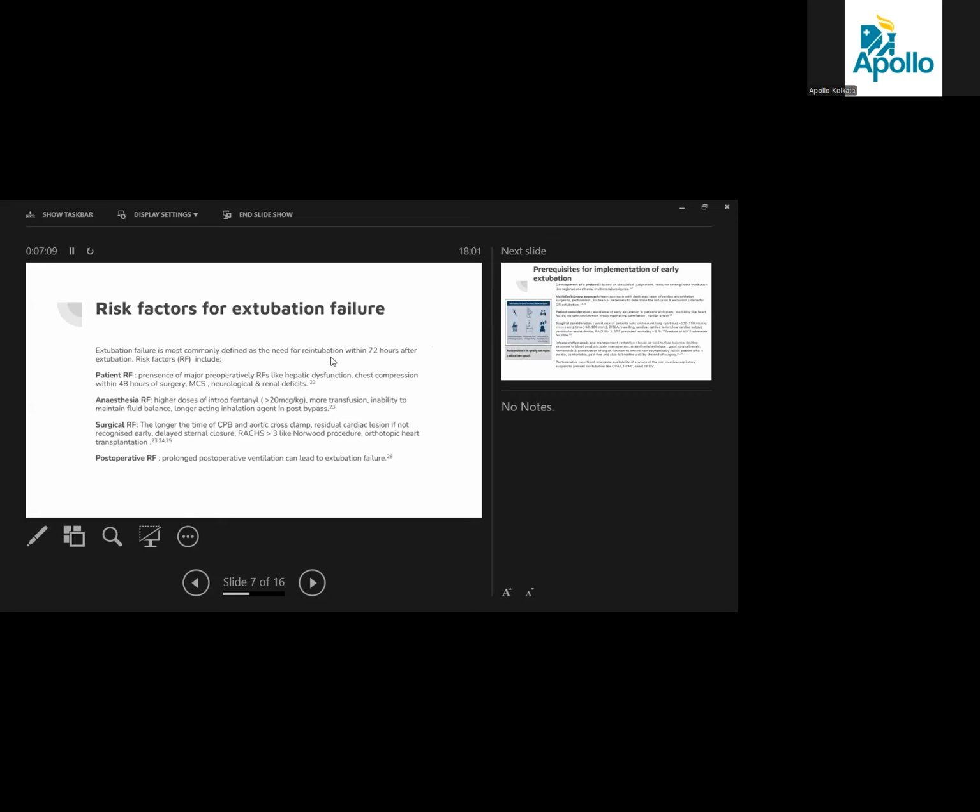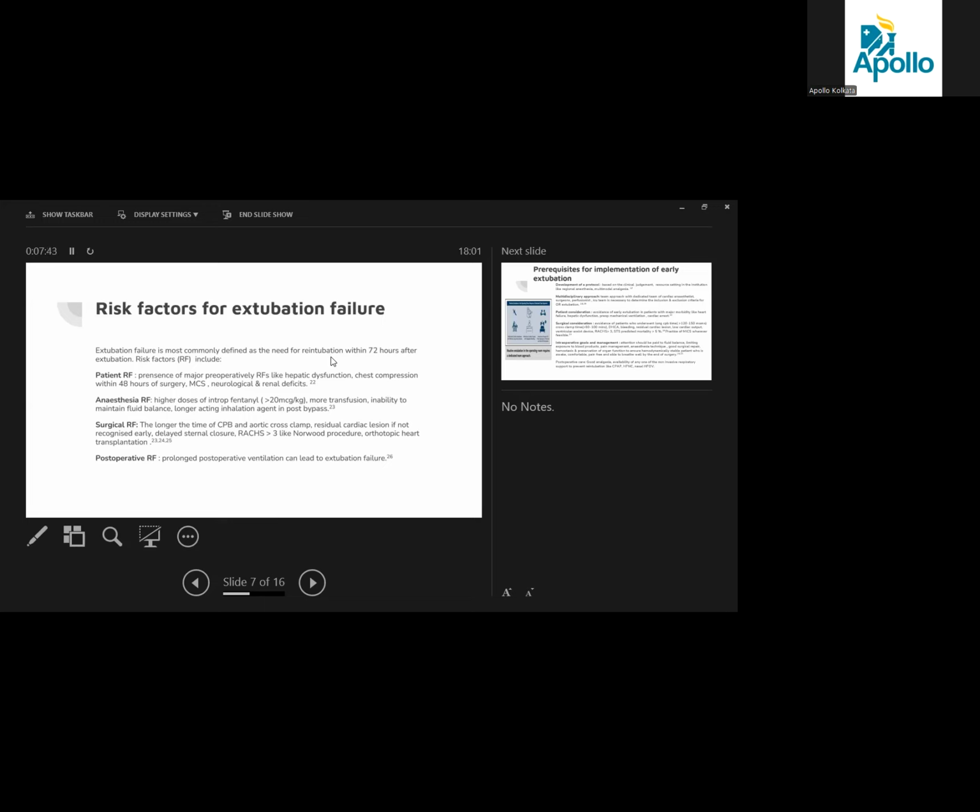So the risk factors commonly associated with extubation failure were, first, patient risk factors: presence of major preoperative risk factors like hepatic dysfunction, chest compression within 48 hours before surgery, and neurological or renal deficit. Anesthesia risk factors were usage of higher doses of intraop fentanyl, more than 20 mics per kg, transfusion of larger amounts of blood and blood products, inability to maintain fluid balance, and longer acting inhalational agents post bypass.